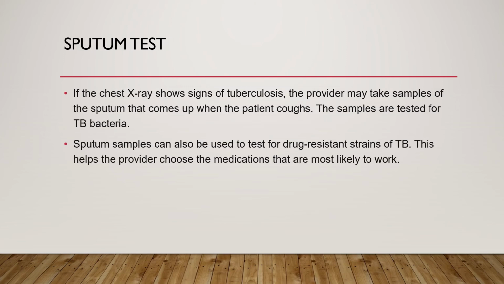The sputum test. If the chest X-ray shows signs of tuberculosis, the provider may take samples of the sputum that come up when the patient coughs. The samples are tested for TB bacteria. Sputum samples can also be used to test for drug-resistant strains of TB. This helps the provider choose the medications that are most likely to work.